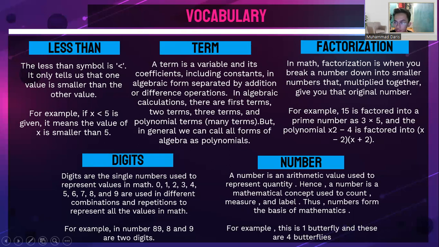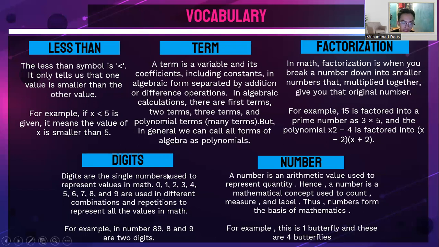Eighth, factorization, or in Indonesian faktorisasi. In math, factorization is when you break a number down into smaller numbers that multiplied together give you the original number. For example, 15 is factored into prime numbers as 3 times 5, and the polynomial x squared minus 4 is factored into (x minus 2) times (x plus 2).